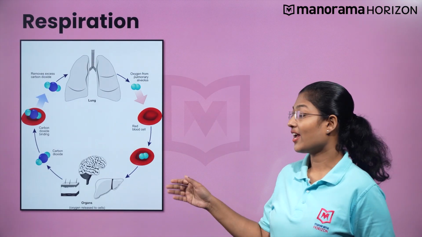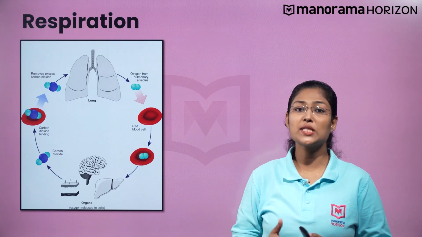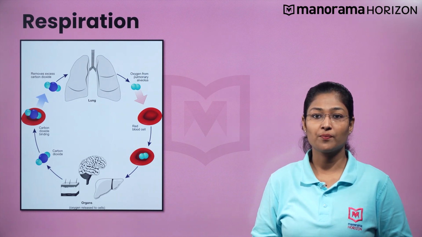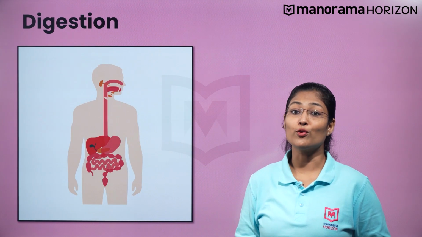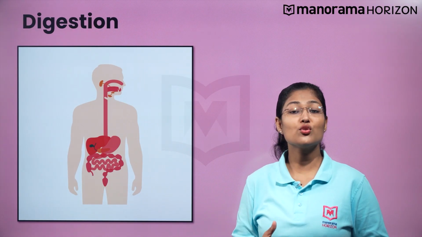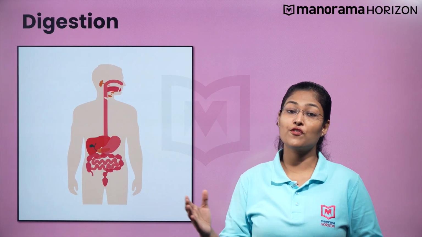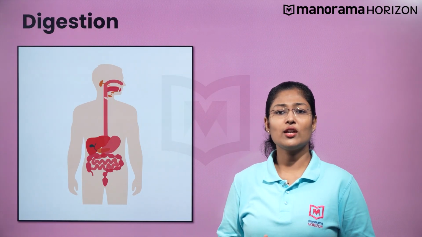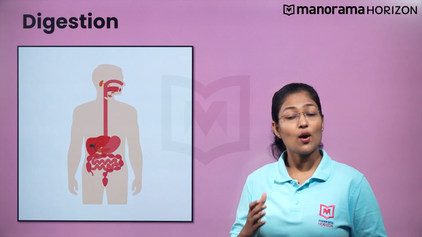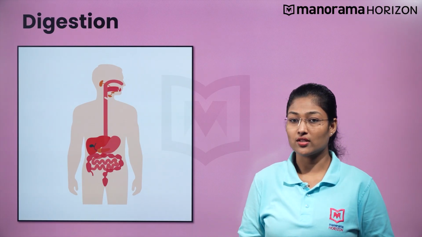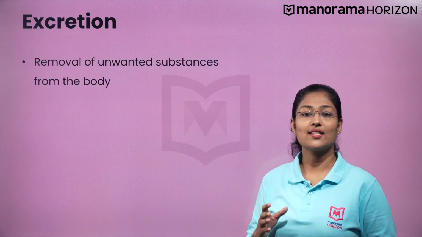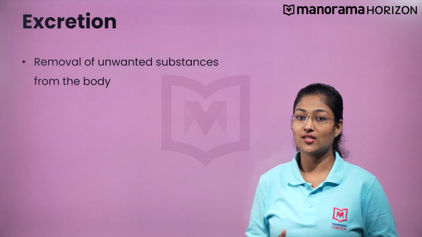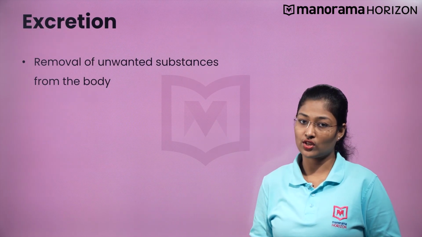We inhale oxygen and we exhale carbon dioxide, the waste product of the respiration process. We ingest different food and our body absorbs the nutritive part of the food and the leftovers are removed from the body as waste products. It is not only the food particles, even our sweat is an excretory product. In general, we can say that the removal of unwanted substances from the body is called excretion.